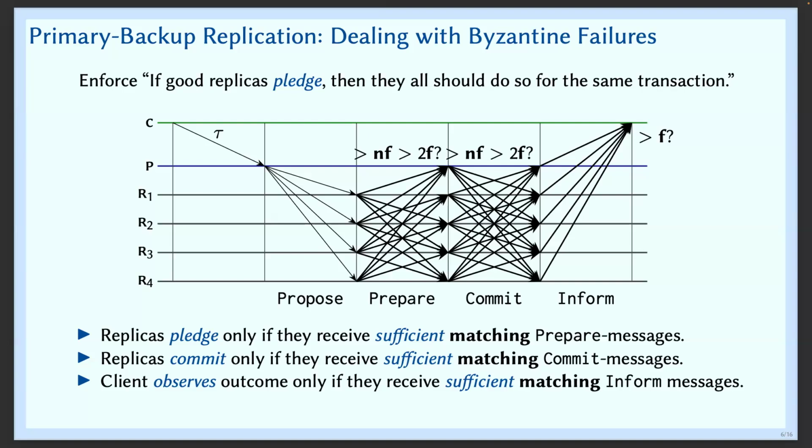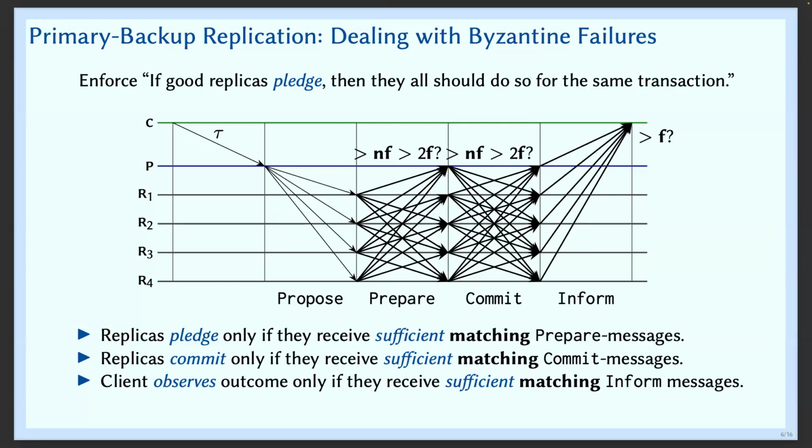Okay. So let me change the question. What would happen if we had asked the client, instead of gathering F plus 1 commit messages, to collect 2F plus 1 prepared messages?